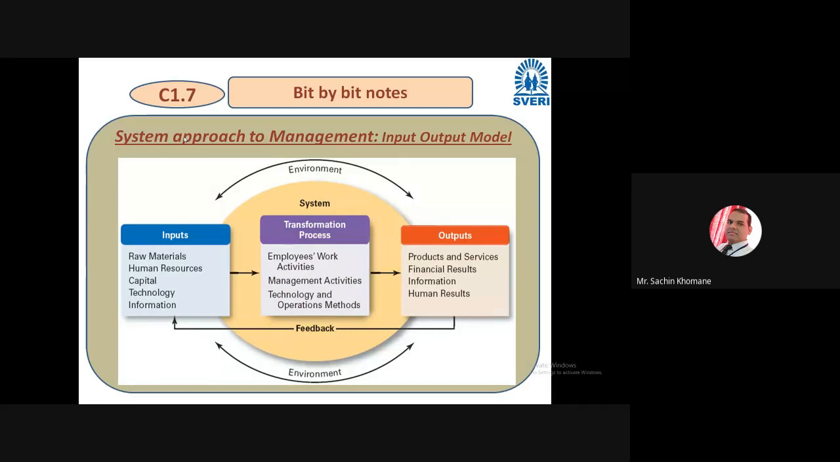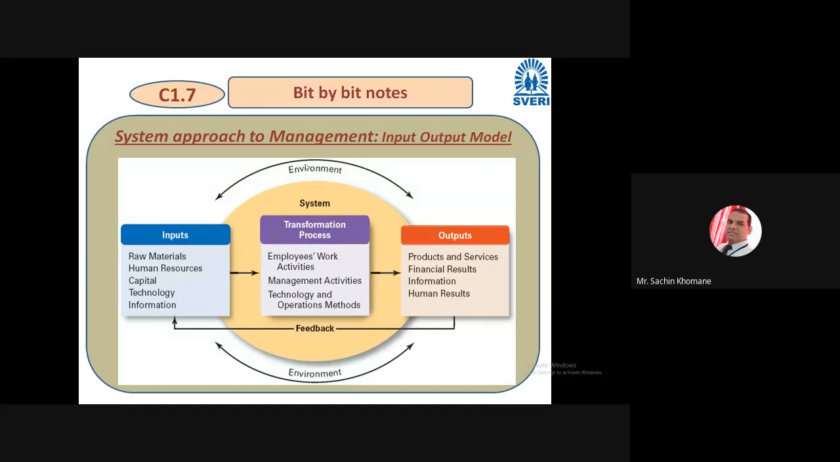System input-output model. Let us discuss once again with the help of this block diagram. Every system, I have given example of system, and always remember, every system is a part of environment. That you have to understand. In environment, systems are there. Now, let us discuss with the help of input-output model.